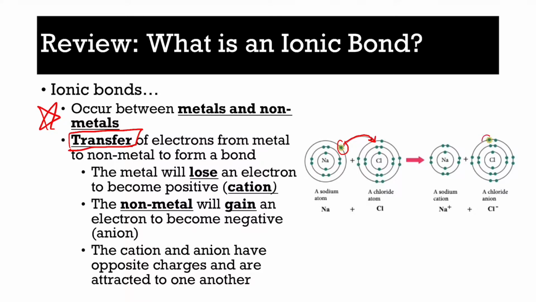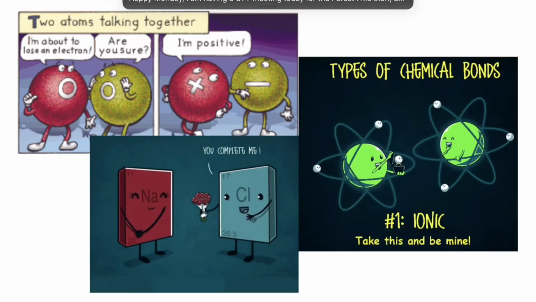So when a nonmetal gains an electron, it becomes negative, and we call that an ion, an anion. And when the metal loses an electron, it becomes positive. We call that a cation. So again, this should be reviewed.